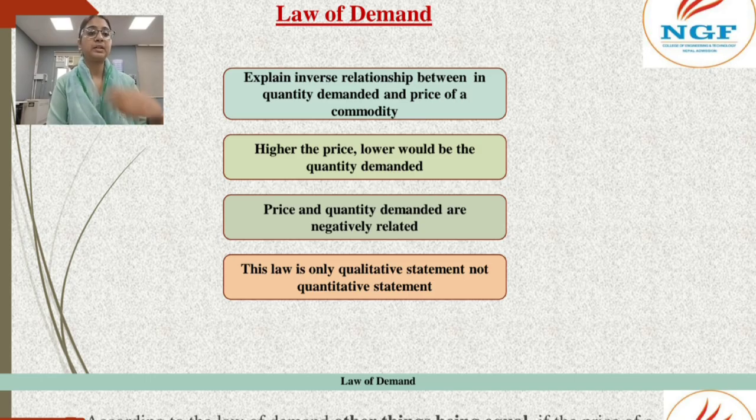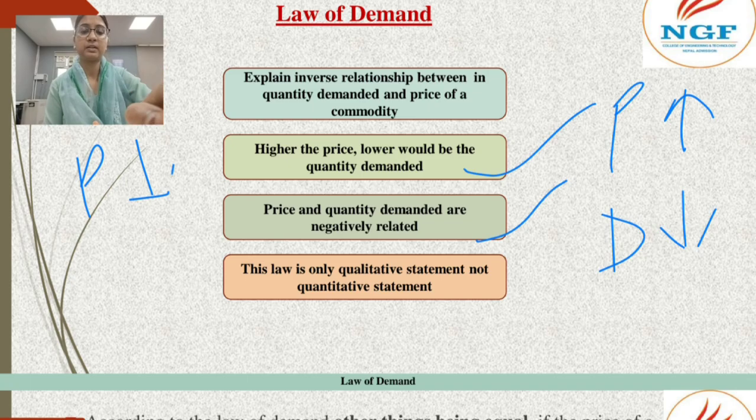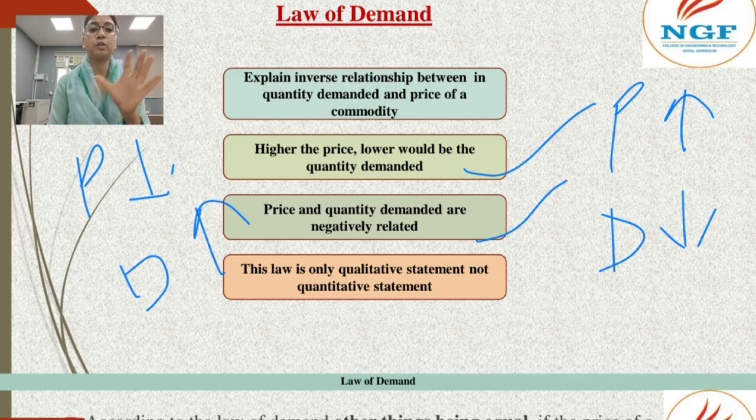Okay. So in this slide, you can see the higher the price, the lower would be the quantity demanded. Means जितना ज़्यादा प्राइस होता है उतनी ही हमारी जो डिमांड है वो कम होती है. And second, price and quantity demanded are negatively related, means when price increases, demand decreases, and when price decreases, demand increases. This is the inverse relationship between both of them.